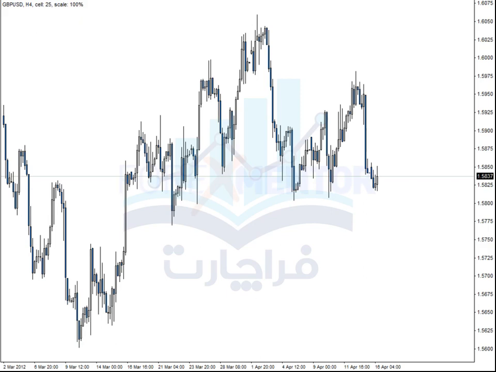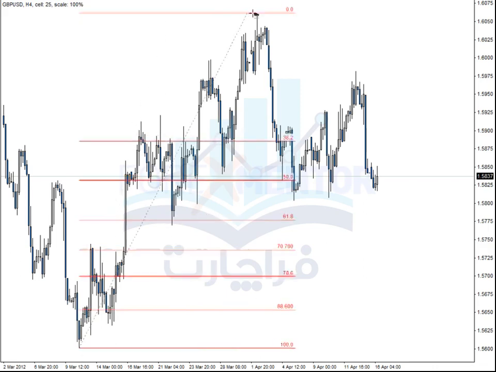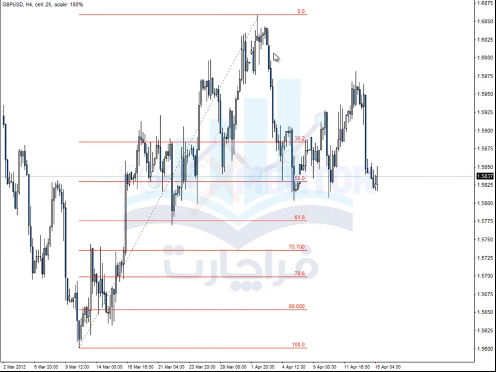So if we take our Fibonacci tool, we draw it from the very low up to the very high. You see our price came down, hit that 50 area. Okay, we've had a couple of trades already around this area. We've got this key level. Okay, nice horizontal support resistance.